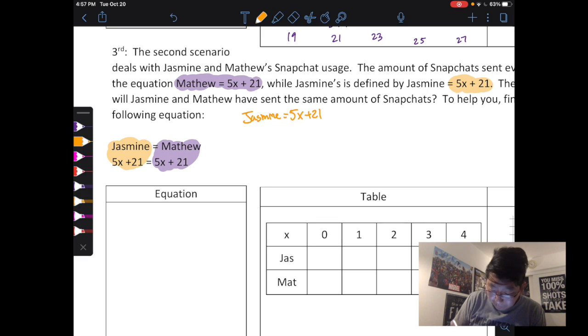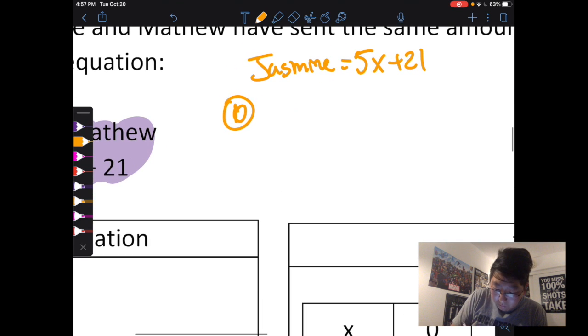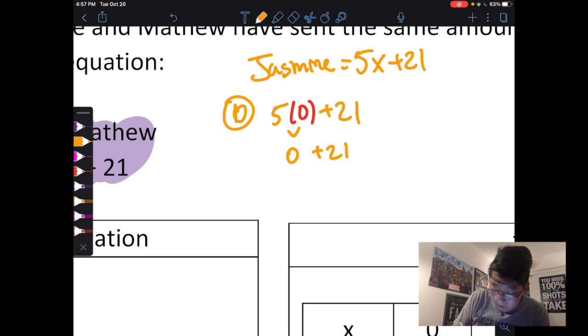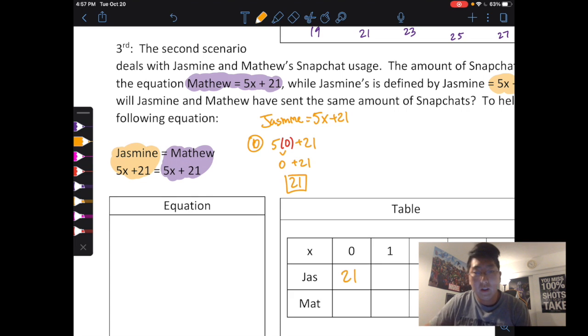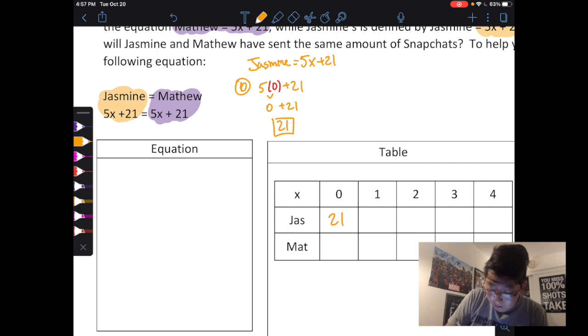5x plus 21. And we're going to take these same values, x. We're going to plug in 1, 2, 3, 4. But we're going to replace x. So when it's 0, we're going to say 5 times 0 plus 21. 5 times 0 is 0 plus 21, 21. So in 0 hours, Jasmine will have sent 21 Snapchats. Let's go ahead and keep doing the same process, right? I'm just going to go ahead and put 1. Oh, 1's going to be in a different color. And this should actually be red.